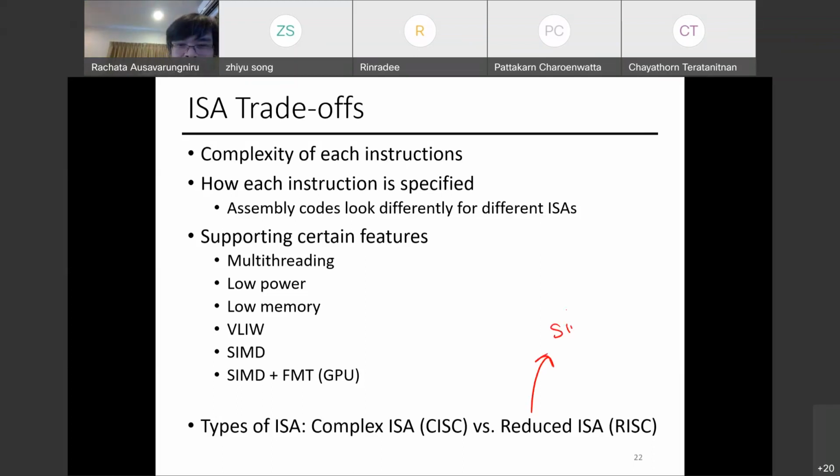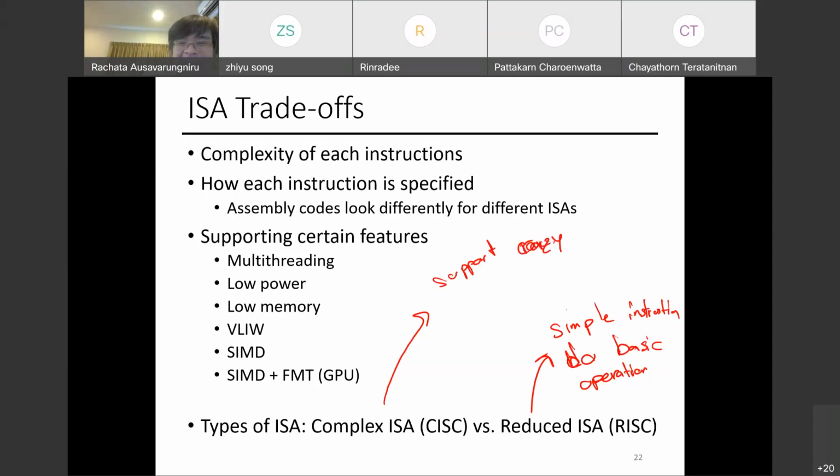A reduced ISA has simple instructions that can do basic operations. And a complex ISA supports crazily complex operations.